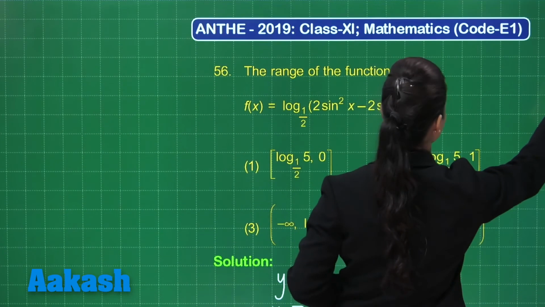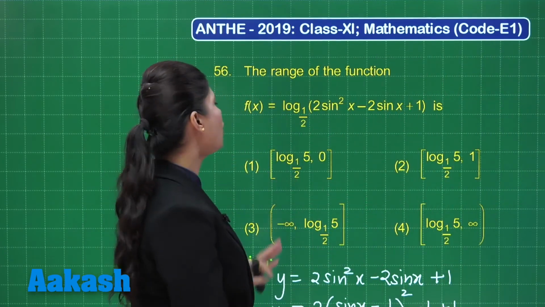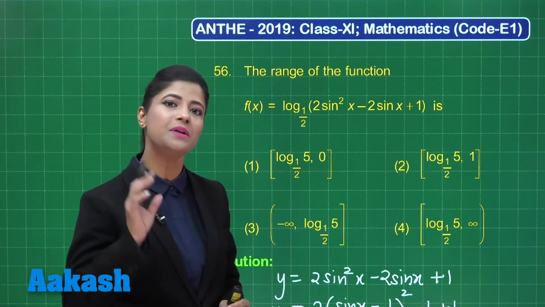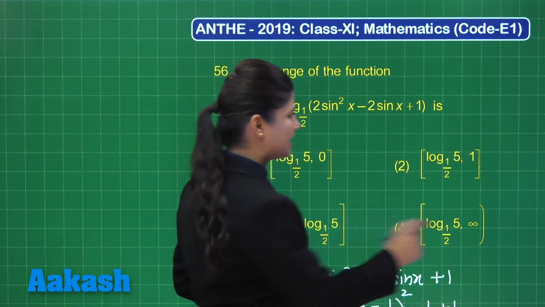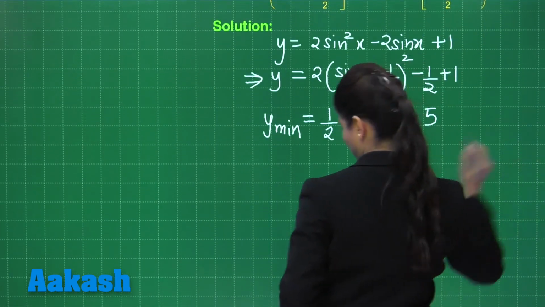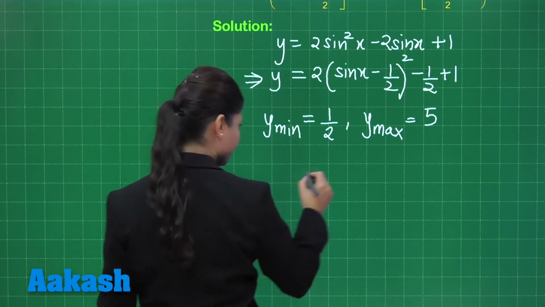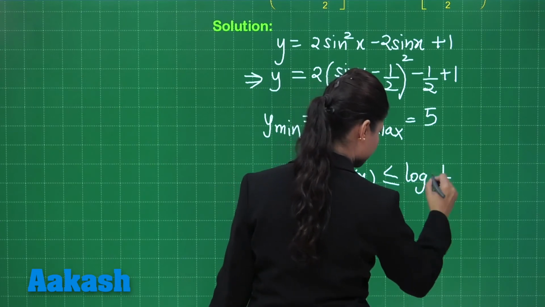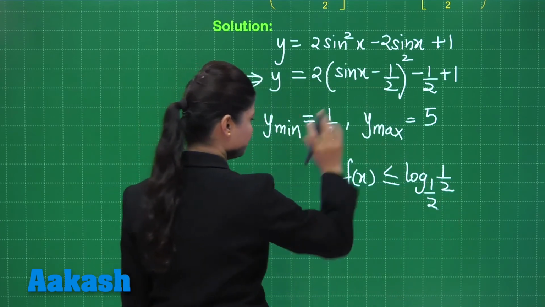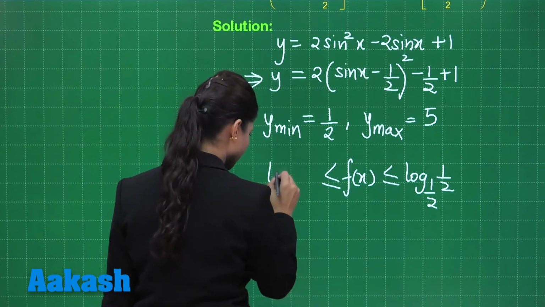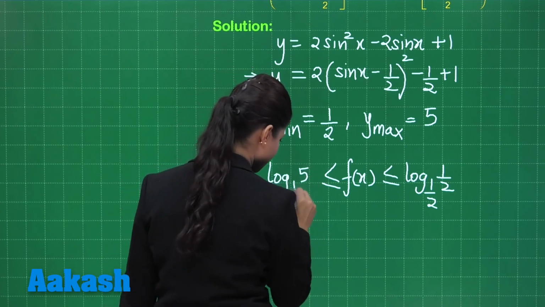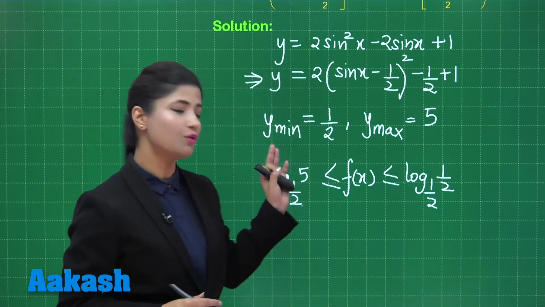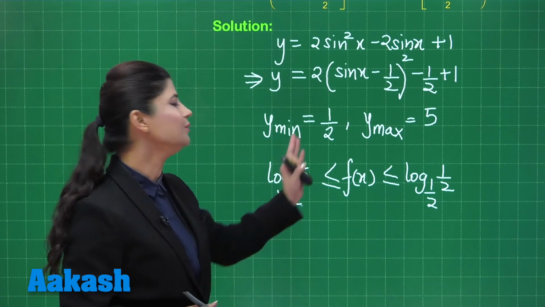When you go back to the question, here f of x is equal to log of y with base 1 by 2, and we have obtained the maximum and minimum possible value of y as 5 and 1 by 2. Taking that case into consideration, I get here that f of x varies from log of 1 by 2 with base half, because the maximum value will be this, and the minimum value will be log of 5 with base 1 by 2. This reduces to the value 1. That means the range of f of x is from log of 5 with base 1 by 2 to 1.